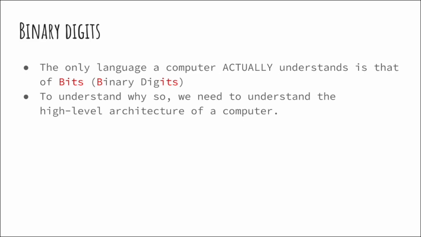Okay? So computer actually understands only on and off. But rather than using these terms on and off, we are using the terms 1 and 0. Okay? So when we say computer understands only zeros and ones, it means computer understands only on and off, or low voltage and high voltage. Okay? So these are the only two things that a computer understands. So everything you do with a computer finally has to boil down to these electrical signals. That's all, nothing else. Okay? Alright, so the only language a computer actually understands is that of bits. To understand why so, we need to understand the high level architecture of a computer.